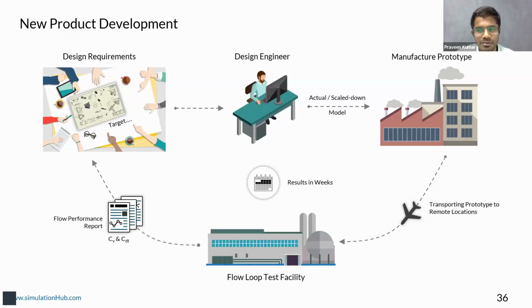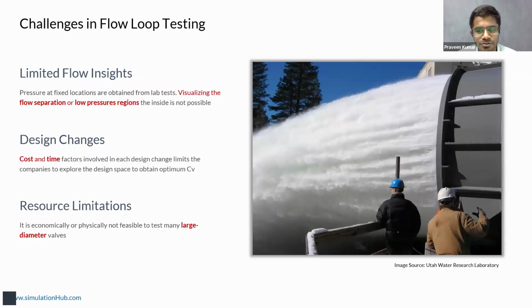Typically this whole flow loop test process takes weeks depending on the queue and a lot of things. But if I include design and manufacturing the prototype, the timeline goes haywire. So it goes to 2 to 3 months of time. Okay. So let's now look at the challenges in flow loop test.